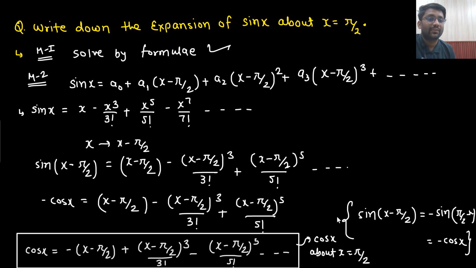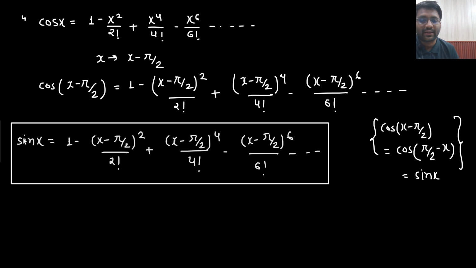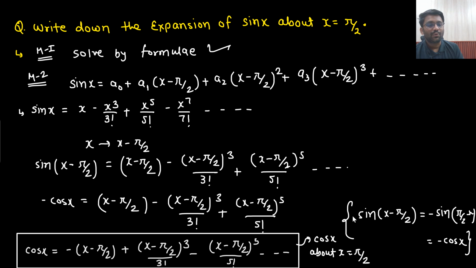But we are not supposed to write down the expansion of cos x. We are supposed to write down the expansion of sin x. So I started with cos x, then x replaced with x − π/2 will give me the expansion of sin x. Very good question. This is how we need to use our brain. Understandable?